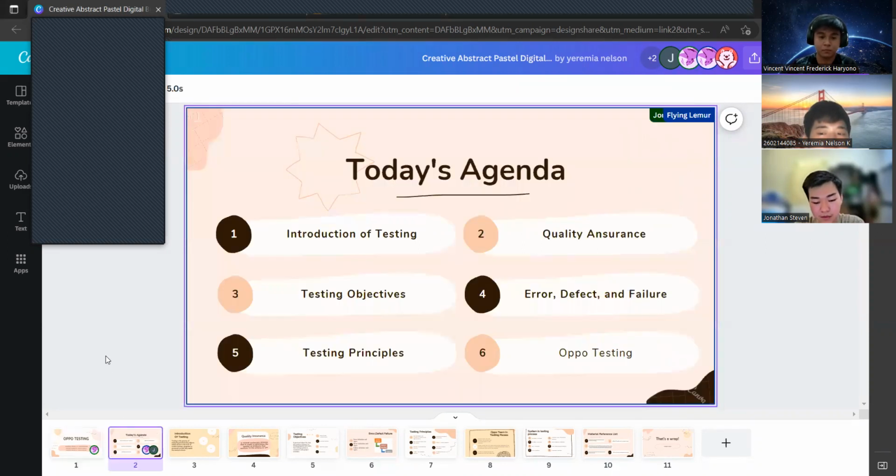About today's agenda, we're going to talk about introduction of testing, quality assurance, testing objectives, error, defect, and failure, testing principles, and Oppo testing.